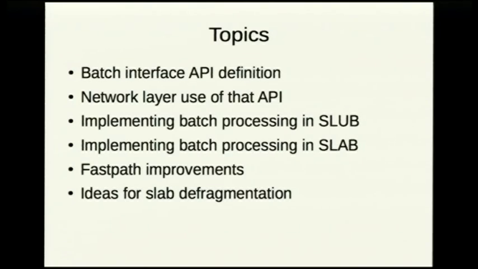In order to support that, I've proposed a batch interface for the SLUB allocators. I want to discuss that a bit and talk about how we can integrate it into the network layer. The batch interface also requires implementation in the major allocators, SLUB and SLAB. I have some ideas on how this could be done, and a partial implementation for one of them. Then, recently there have been some fastpath improvements in the SLUB allocator, and I want to talk about that as well, and then maybe talk a bit about SLUB defragmentation, if we have time.